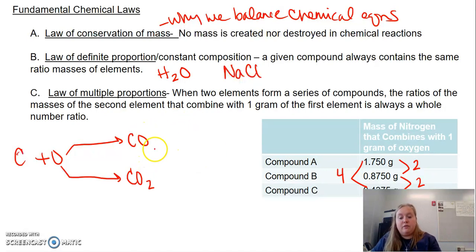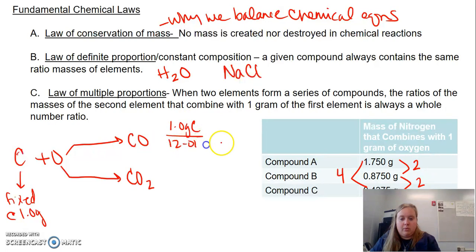If I figure out how many grams of oxygen you have, let's say your carbon is fixed at 1 gram. I'm going to use a little stoichiometry to figure out how many grams of oxygen you have in each. If I have 1 gram of the carbon, the formula weight would go on the bottom, and I'm trying to figure out how many grams of oxygen you have. If I do this cross multiplication, you get 1.33 grams.